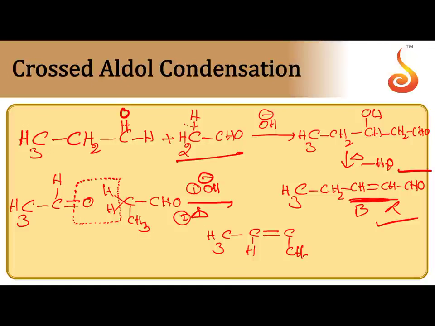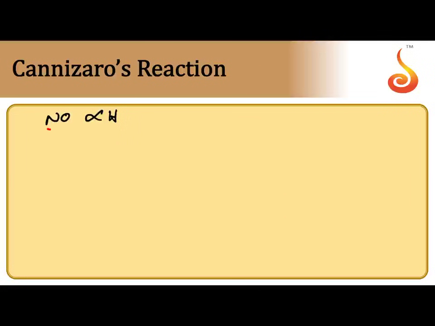Like this. So how to write the product directly? This is the direct crossed product. An alpha, beta unsaturated product is formed. So this is called crossed aldol condensation. Next, if alpha hydrogen is not there, the reaction is nothing but the Cannizzaro reaction.